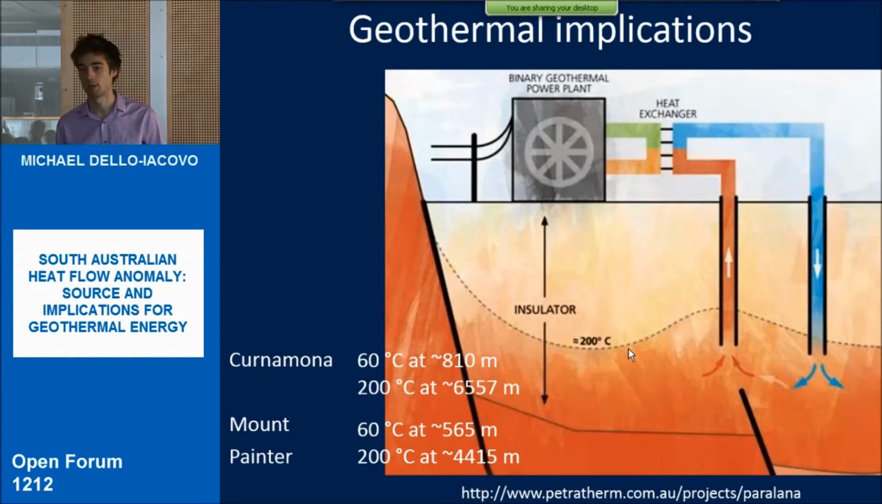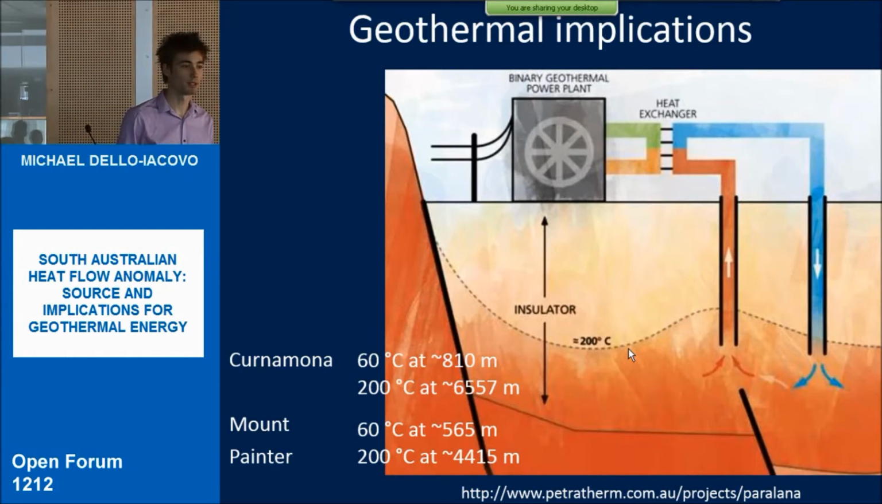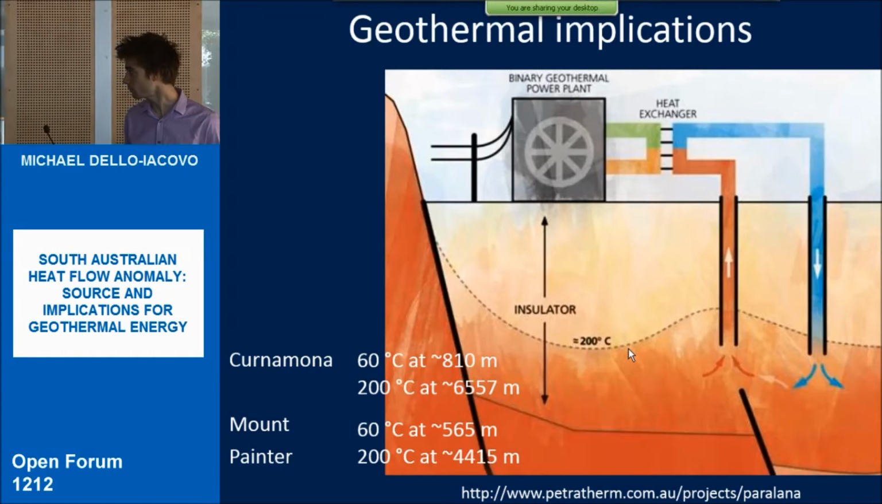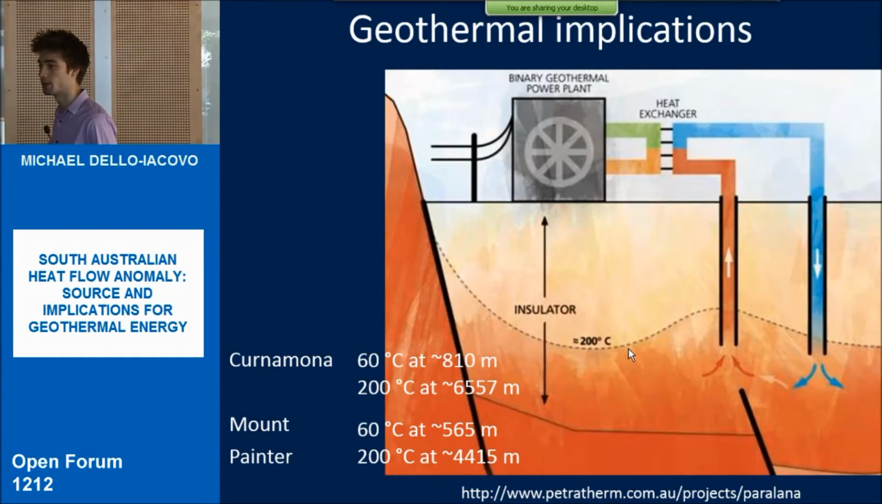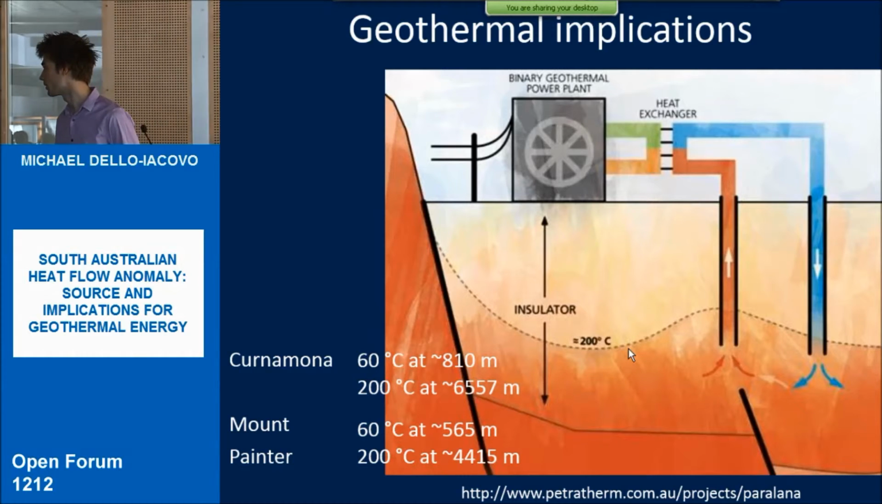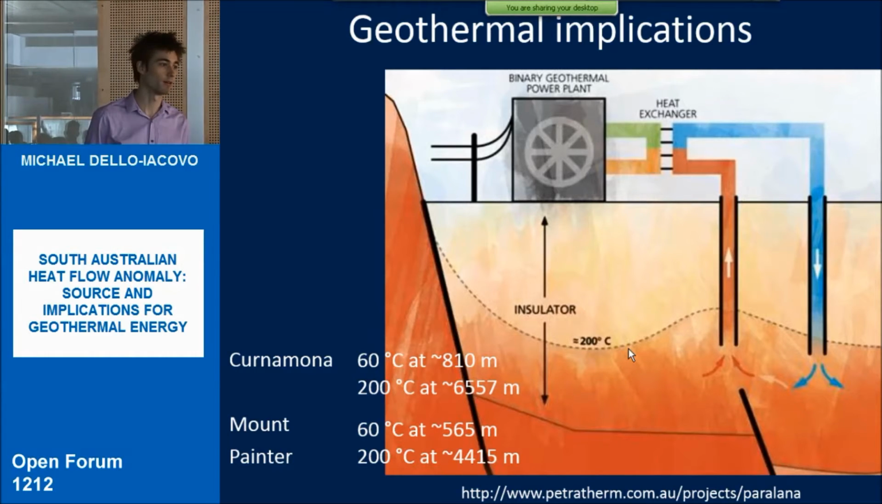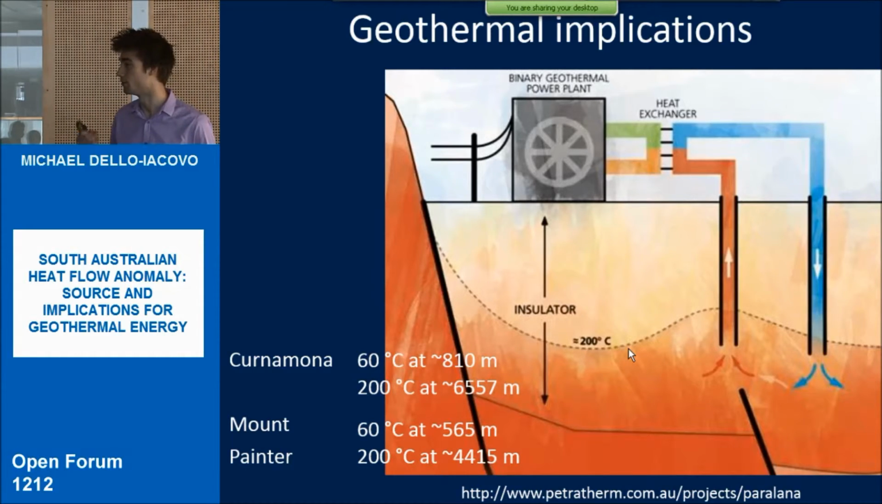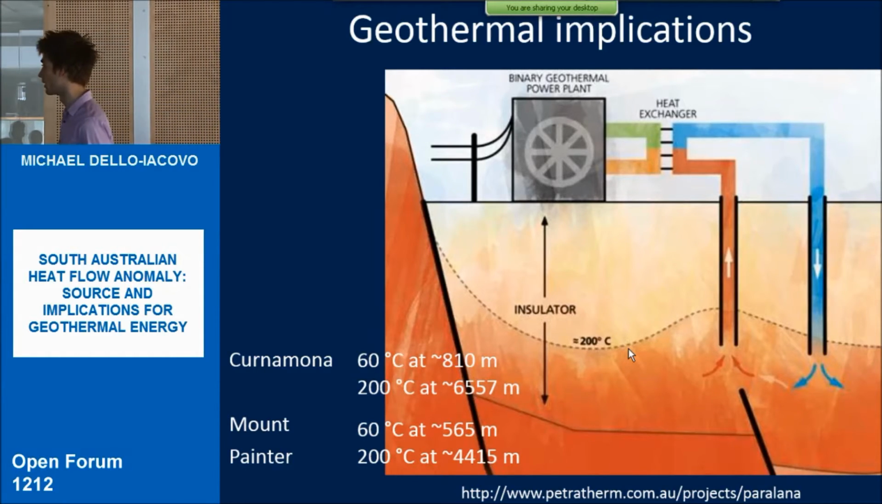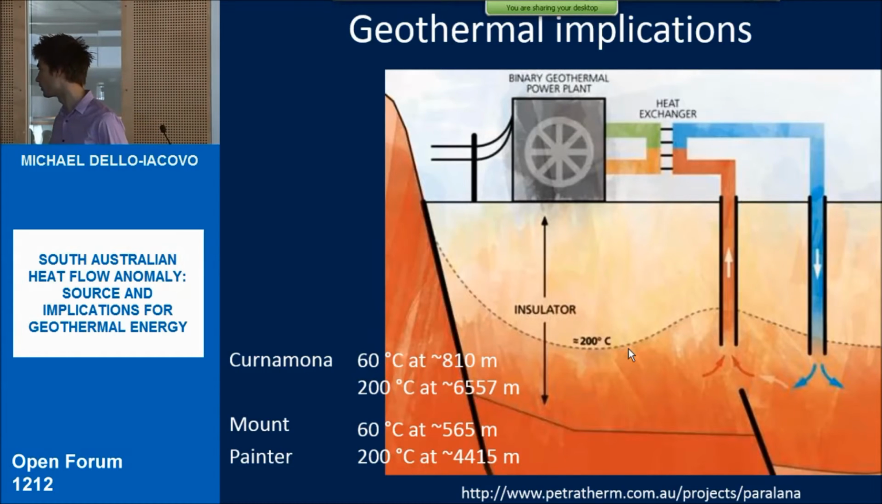Now, depending on the type of power plant you're using, you need temperatures of about 60 to 200 degrees Celsius. So in the Konomoto province, we have 60 degrees Celsius at around 810 metres depth and 200 degrees Celsius at 6.5 kilometres. Now, 6.5 kilometres is too deep to be drilling economically, but 810 metres is very shallow, so very easy to develop that geothermal resource.